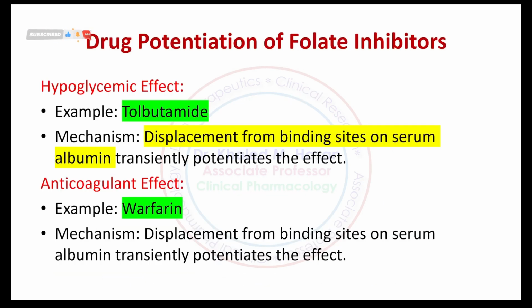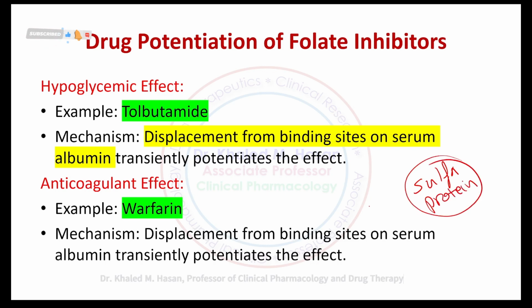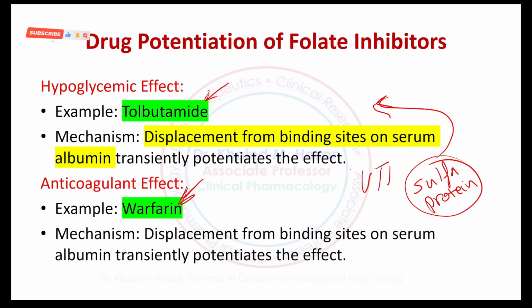Due to the high protein binding of sulfa medication, sulfa medication binds highly to the protein. With this high binding to protein, there will be competition with other medications binding to the protein, such as tolbutamide, a hypoglycemic agent used for type 2 diabetes. Or when the patient takes warfarin and comes to the clinic suffering from a urinary tract infection and you prescribe sulfonamide, there is a risk of interaction between the sulfonamide and warfarin.